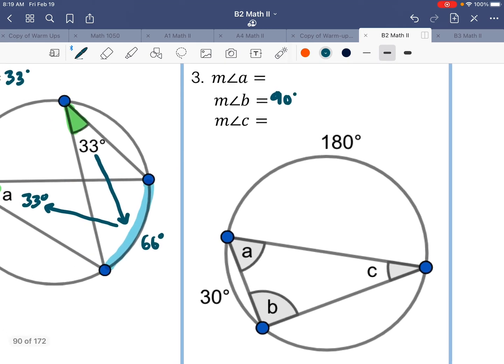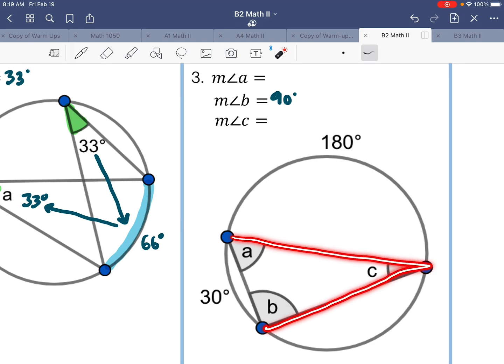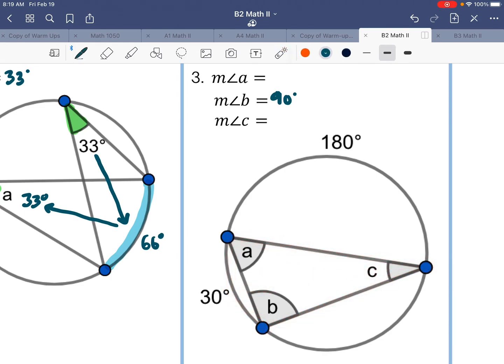And then we have another one of those same relationships here. We have an inscribed angle attached to an arc, yikes, that was not a good arc, of 30 degrees. So same thing, we should be dividing by 2 to get the inscribed angle in there, which if you divide 30 by 2, you get 15 degrees.